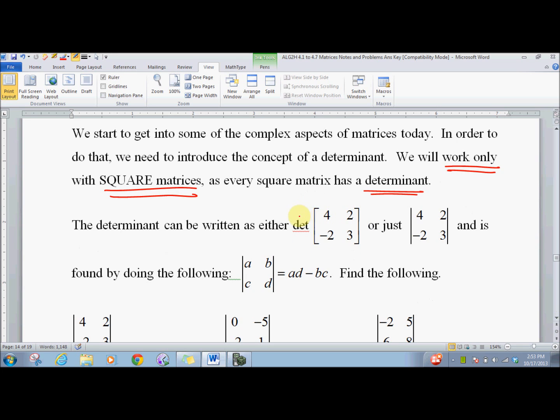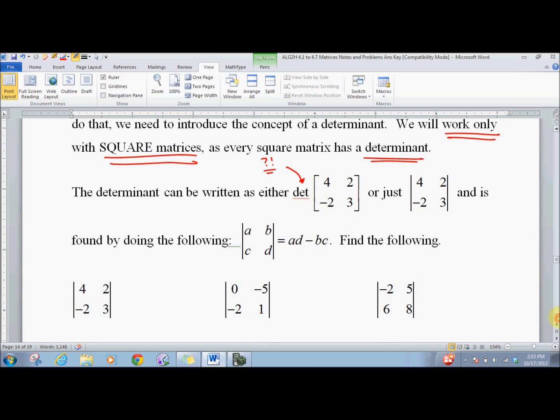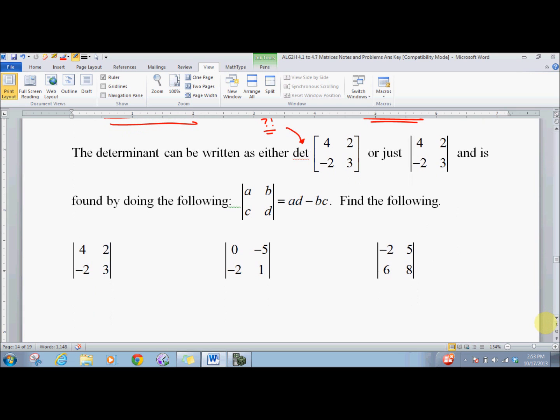It's got a little DET here. Watch out for it. Or we could take the brackets off the tops here, which seems silly, and that means find the determinant too. So how do we find the determinant?